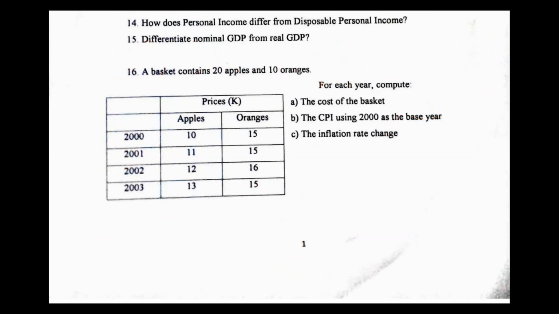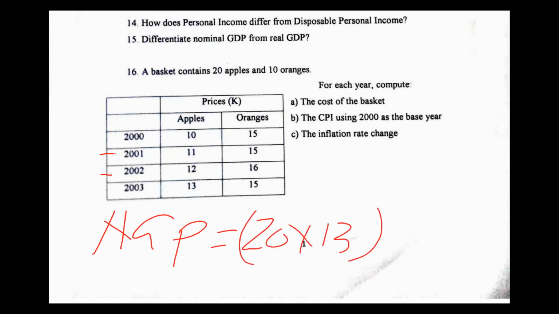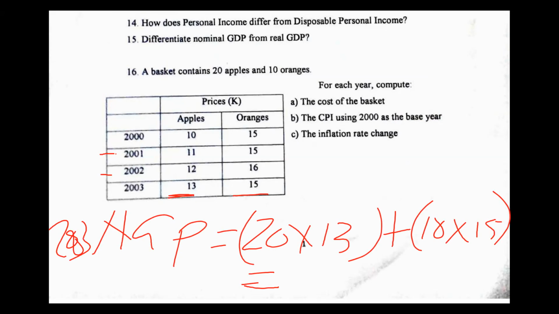We did 2001. Let's skip 2002; you can do it on your own time. Let's do 2003. Let's start with the nominal GDP for 2003. It is still 20 times 13, using 2003 prices, by the way, plus 10 times 15. What is the nominal GDP in 2003? 14. Okay, 14.